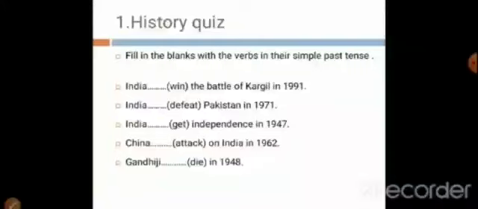India dash the Battle of Kargil in 1999. India dash Pakistan in 1971. India dash independence in 1947. China dash on India in 1962. Gandhiji dash in 1948. So the main verbs are win, defeat, get, attack, die. These are the answers. You can check.